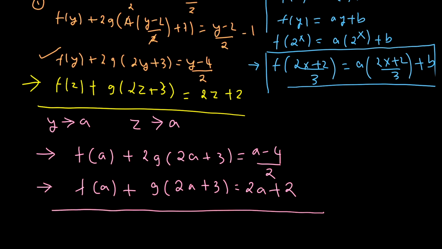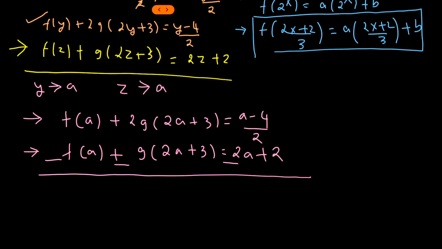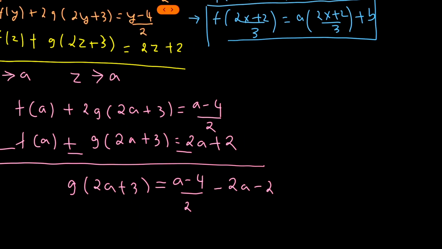So what I will do is I will simply subtract this equation. So f of a minus f of a got cancelled out. 2 times g of 2a plus 3 minus g of 2a plus 3 becomes a single g of 2a plus 3 equals to (a minus 4) divided by 2 minus 2 times (a minus 2). So simplifying the RHS will give me negative 3 times a negative 8 divided by 2.